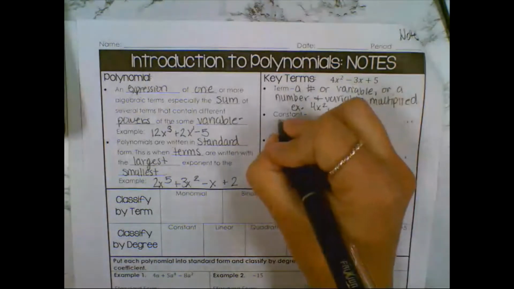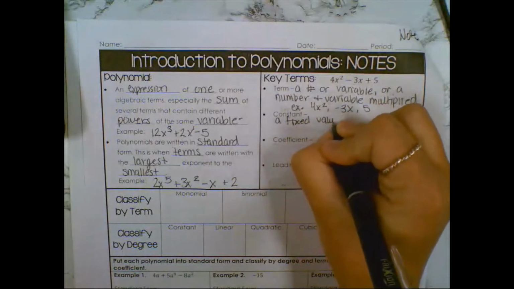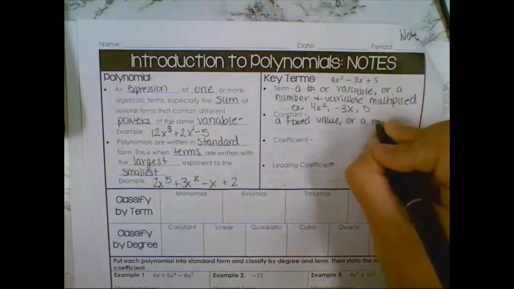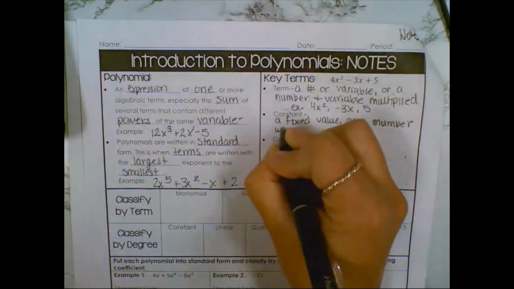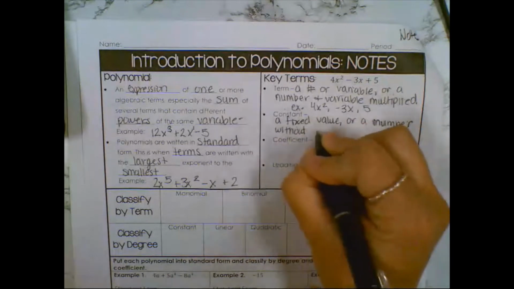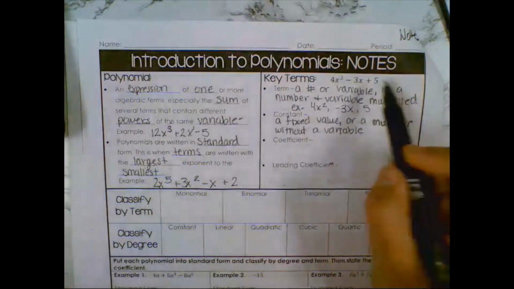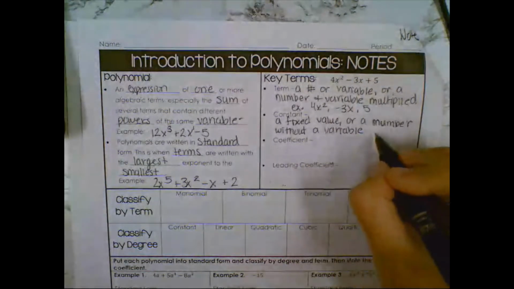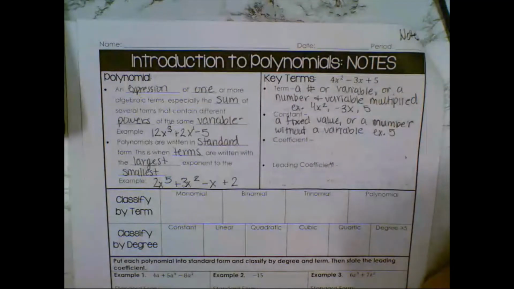Now, a constant is a fixed value, or in other words, a number without a variable. So if I look at the example above, I'm looking for anything that doesn't have a variable. So 5 is the only thing without. So 5 is our constant. That means it doesn't change.